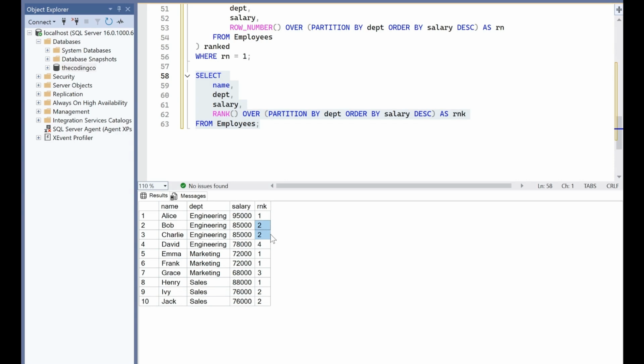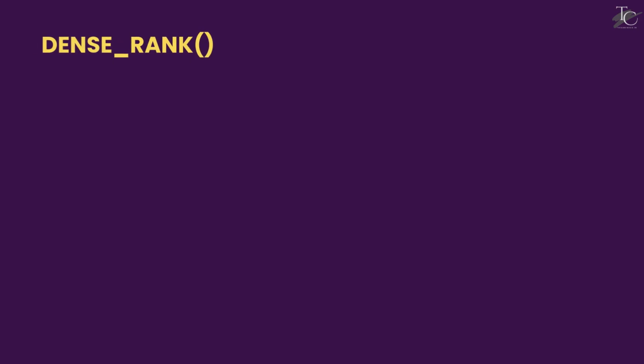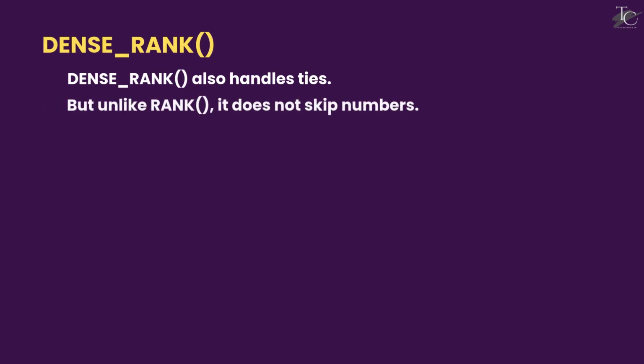That's exactly how rank behaves. And this behavior is actually a common interview trap. Sometimes the interviewer asks, find the second highest salary. What if two employees are tied at the highest salary? Then rank 2 might not exist, so your query could return no rows. That's why we need to understand the difference between ranking functions. This brings us to the third function, dense rank. Dense rank also handles ties, but unlike rank, it does not skip numbers.